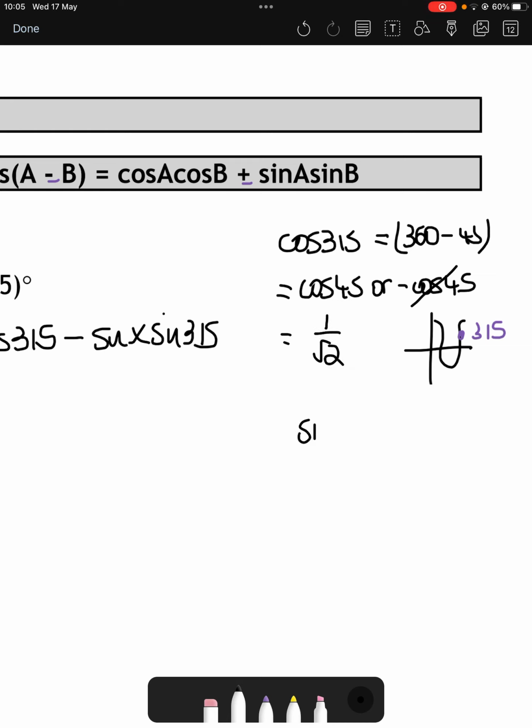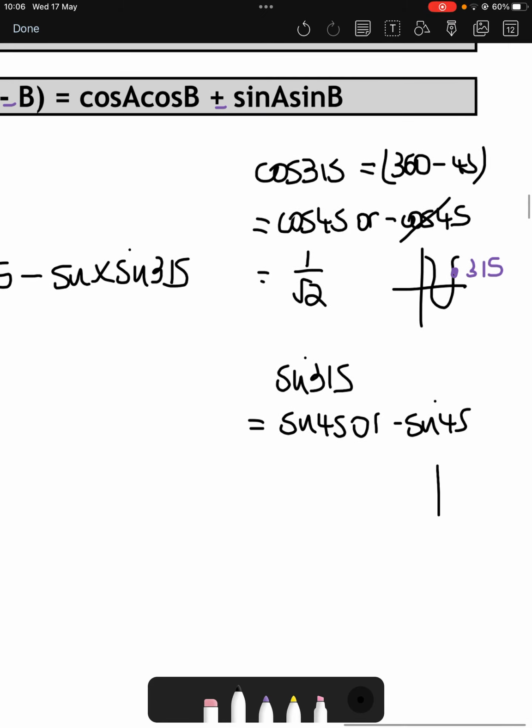Okay, we do the same with sine of 315. So the question is, is it sine of 45 or negative sine of 45? Quick sine graph. Okay, where's 315 in sine? It's obviously going to be down there because it ends at 360, which is going to be negative. So it must be the negative of it. So negative 1 over root 2.